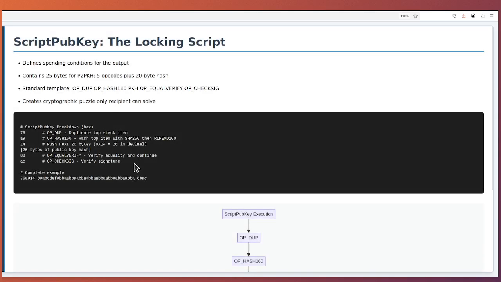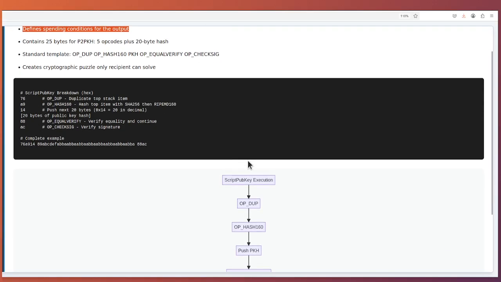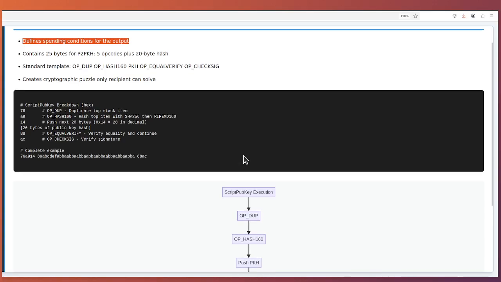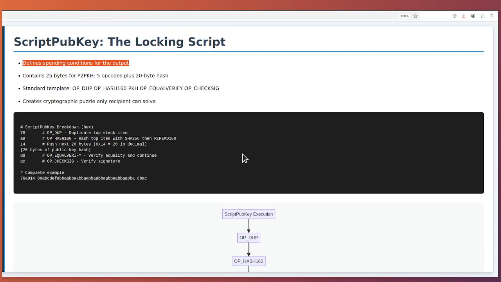ScriptPubKey Deep Dive. The ScriptPubKey, also called the locking script, is the heart of Bitcoin's programmable money concept. It defines the conditions that must be satisfied to spend an output, creating a cryptographic puzzle that only the intended recipient can solve. For P2PKH transactions, this script follows a standard template that has proven both secure and efficient over Bitcoin's history. A P2PKH ScriptPubKey consists of exactly 5 opcodes and data elements, totaling 25 bytes.